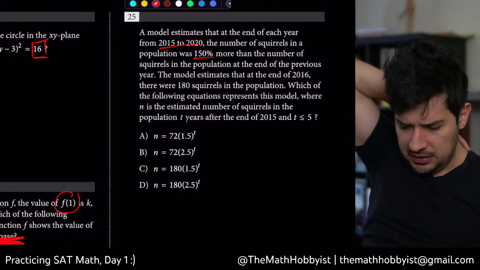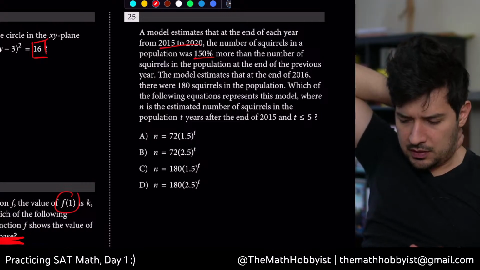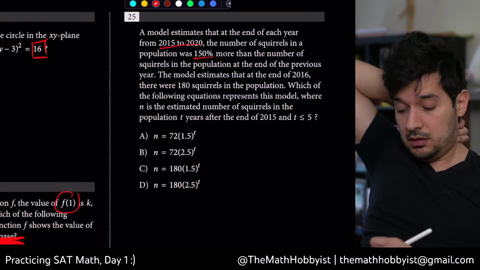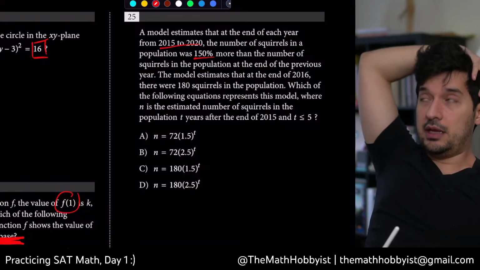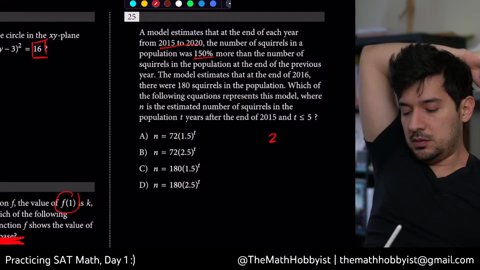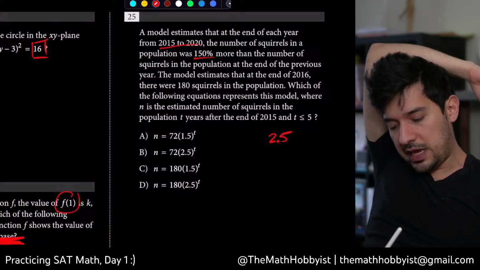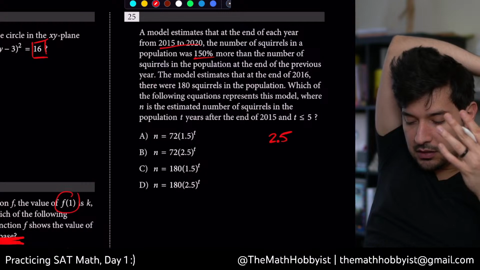At the end of each year, the population was 150% more than the number of squirrels in the population at the end of the previous year. So if it's 150% more, then we're growing by, like, if it were 100% more, it would be 2, right? So if we're 150% more, then it's 2.5 as the coefficient of this exponential.